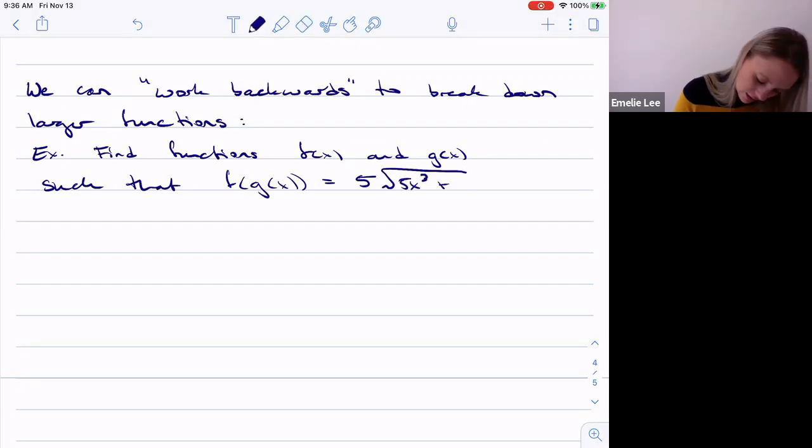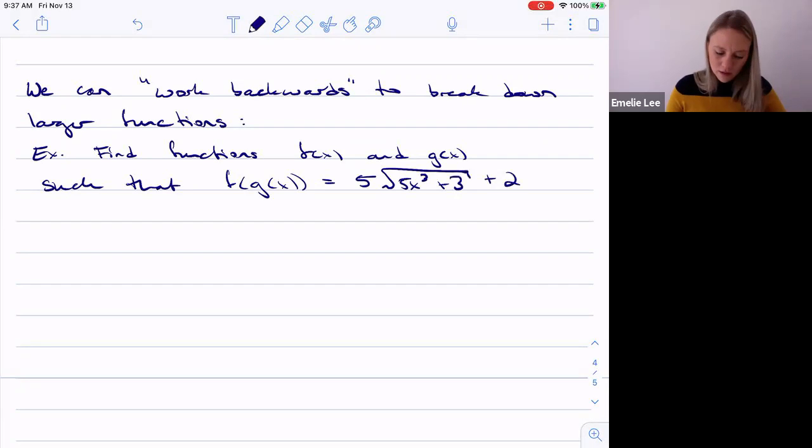Oops, that doesn't look like 3. Plus 2. So now remember, g of x has to go in and replace x in f of x. And so there are a lot of different ways that we can do this. You might see g of x as 5x to the 3 plus 3, making f of x 5 times the root of x plus 2. Or g of x could be the root of 5x to the 3 plus 3, and then f of x would be 5x plus 2. So it just depends on what you pick as your g of x.